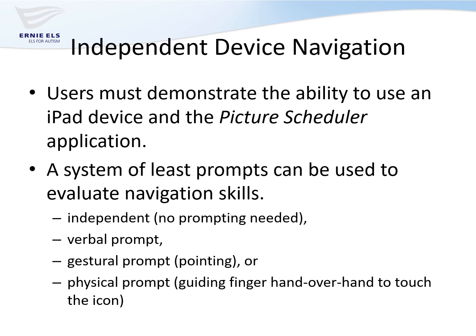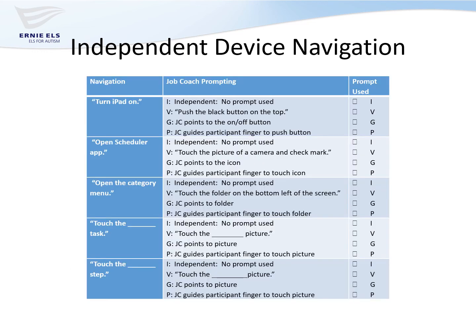Here's a brief explanation of how you can measure independent device navigation. Go through each navigation skill and mark the prompt used for each task, from independent to physical prompt. You can use a data sheet like the one displayed. Participants will likely be familiar with turning on or off the device, but may need prompting in navigating tasks within the app.